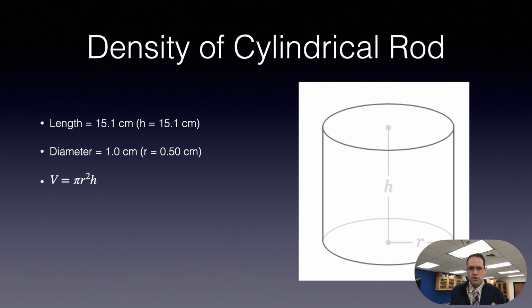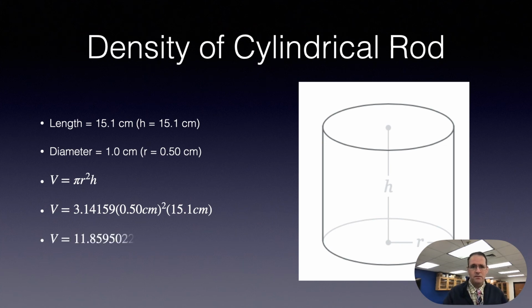Now the volume for a cylinder is pi r squared h. So you just plug these in, there's pi, the radius is 0.50 centimeters, that's squared, times 15.1 centimeters, okay? And so when you do this on your calculator, you get a rather lengthy display, but we want to round it off to 2 significant figures because our radius has 2 sig figs and the loser wins, okay? So the volume of this cylinder is 12 cubic centimeters.